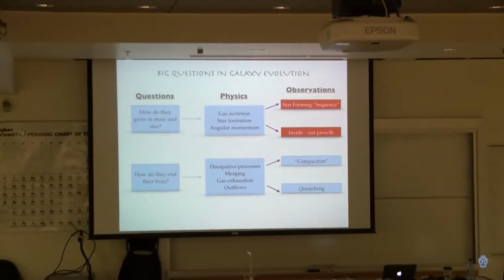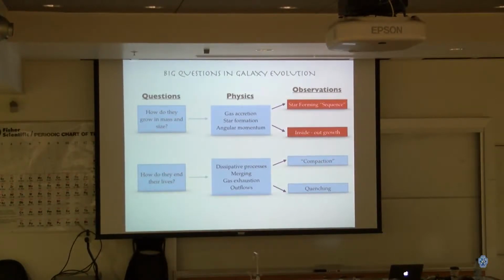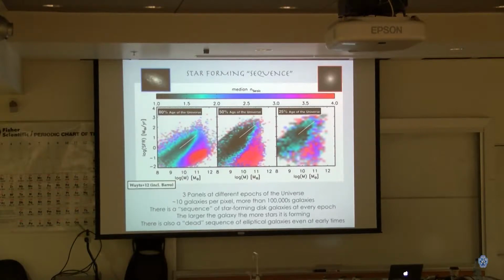Physics behind that is the process of gas accretion. Okay, gas gets into the galaxy. Galaxies are essentially big factories that turn gas into stars, and those gas particles are coming into the galaxy with some velocity. They're spinning, so they have some angular momentum. These are all the physical processes that go behind. And what I'd like to talk to you about is observations. What observational evidence do we have for the way in which galaxies make their stars and grow in size? Okay, so let me get started with the star forming sequence.